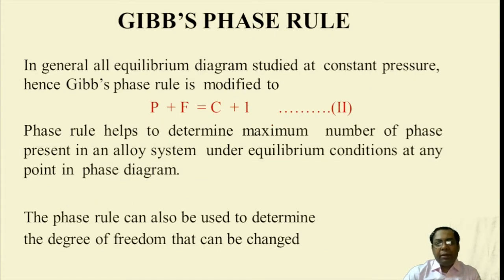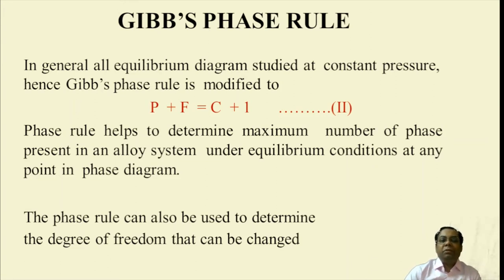In general, all equilibrium diagram studies are done at constant pressure. So the Gibbs phase rule is modified to P plus F equals C plus 1. Instead of taking 2 independent variables like pressure and temperature, we are only considering the variable temperature. So it is a single-variable criterion we are considering.